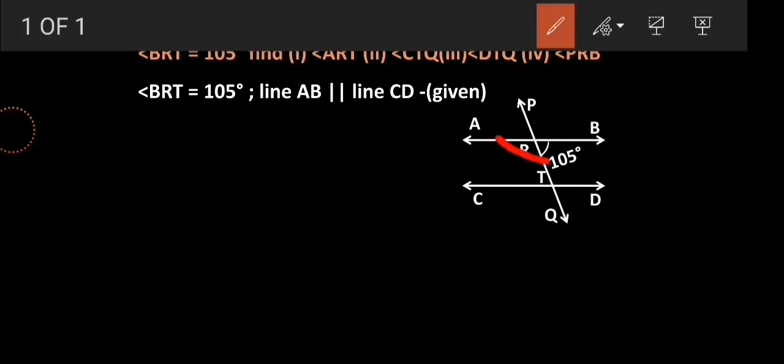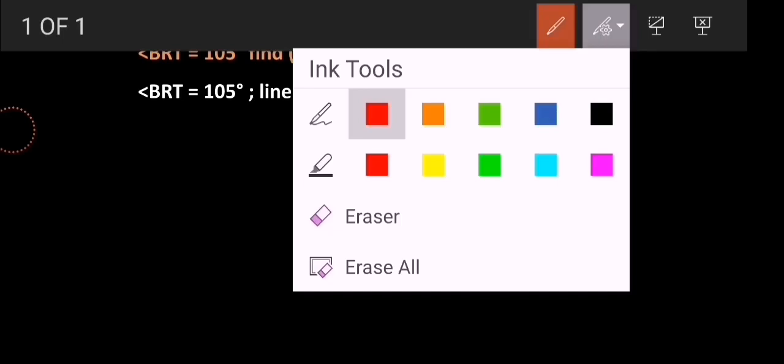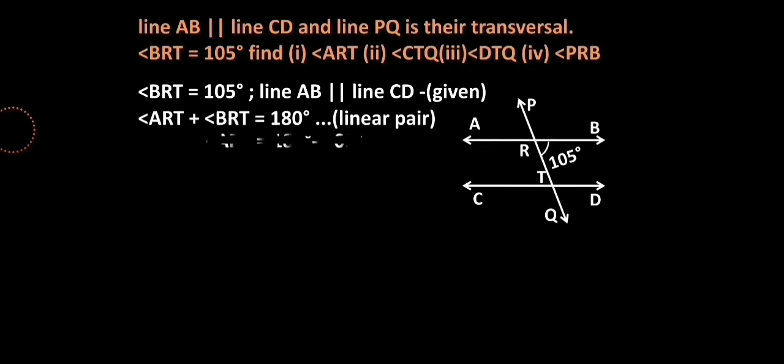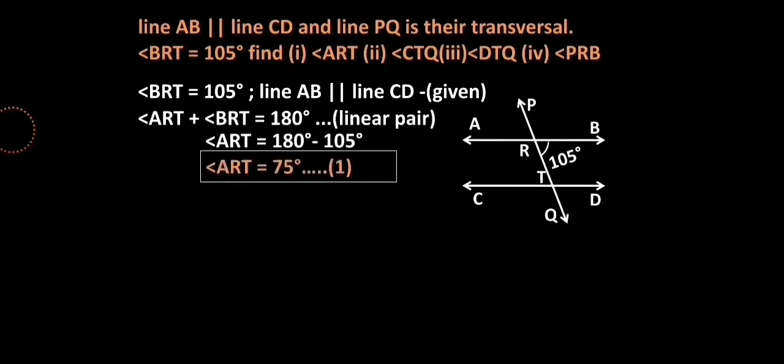Angle ART over here is nothing but next to BRT. If it is exactly next to BRT and forming a semicircle sort of diagram, then we can say they are a linear pair, and we know that linear pairs always add up to 180 degrees. So if I subtract this 105 from 180, I can get the answer of angle ART. We know BRT is 105, so it will be subtracted from 180, and that gives us angle ART equals 75 degrees. Number it as 1. Don't forget to write the reasons also.